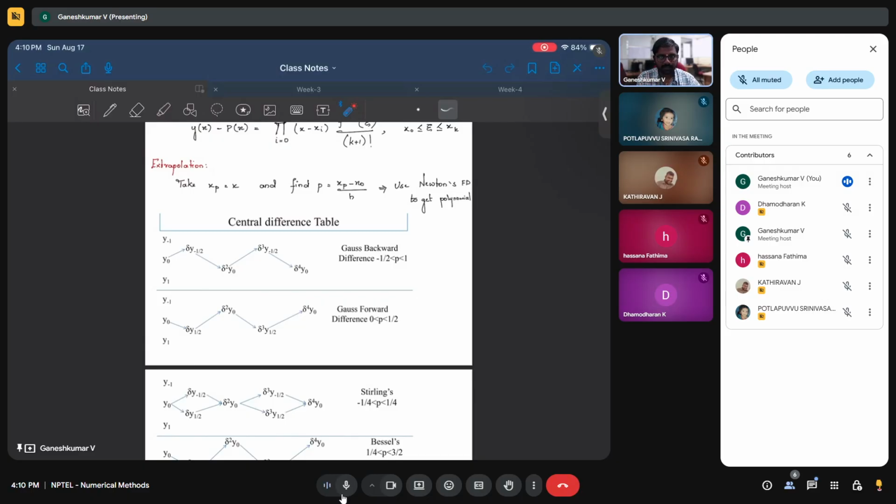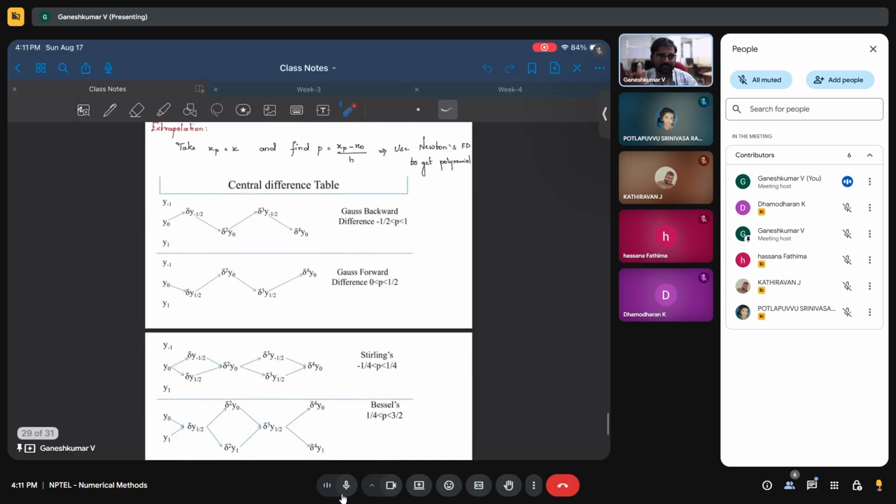You can do extrapolation with the same set of formulas, with the same Newton's forward difference or backward difference. There's no problem. The only thing is you need to use x as the extrapolation point. You express it as a functional form in terms of x, and then p as x minus x naught by h, and you get a polynomial. So you use the forward difference formula, get a polynomial, then substitute the x and evaluate f of x. That will give you the extrapolated value.